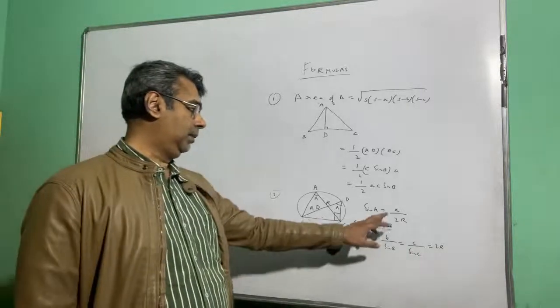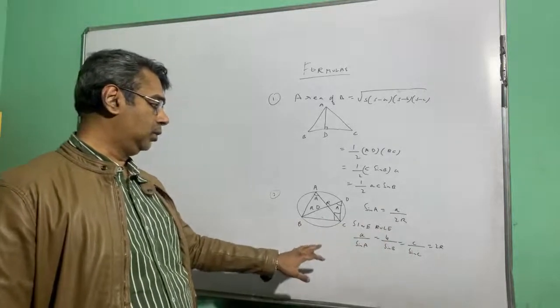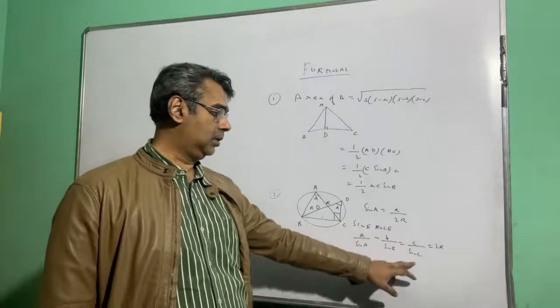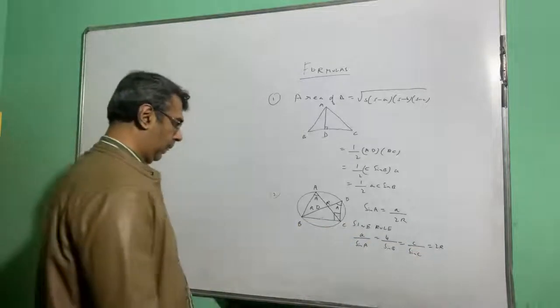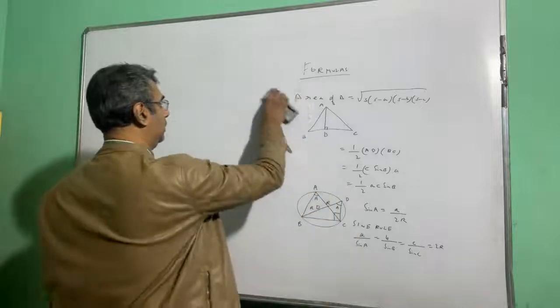So a by sin A is 2R, but the rule is a by sin A equal to b by sin B equal to c by sin C equal to 2R. So this is called the sine rule.